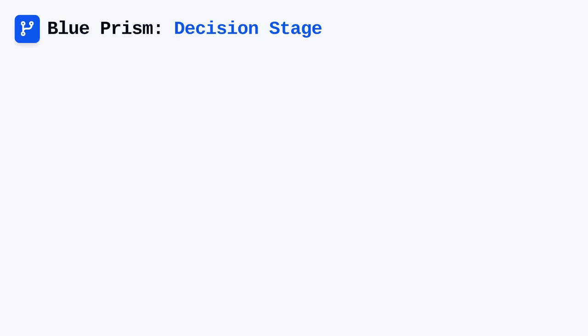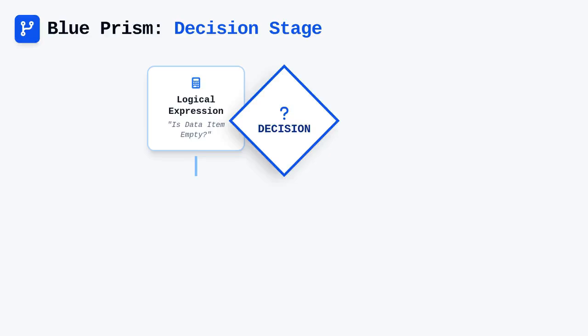The decision stage represents the simplest form of conditional routing in Blue Prism, functioning as a binary gatekeeper for your process flow. When you configure this stage, you provide a single logical expression that the Blue Prism runtime evaluates at execution time. This expression must resolve to a Boolean value, meaning either true or false, which then dictates which branch the object or process follows.